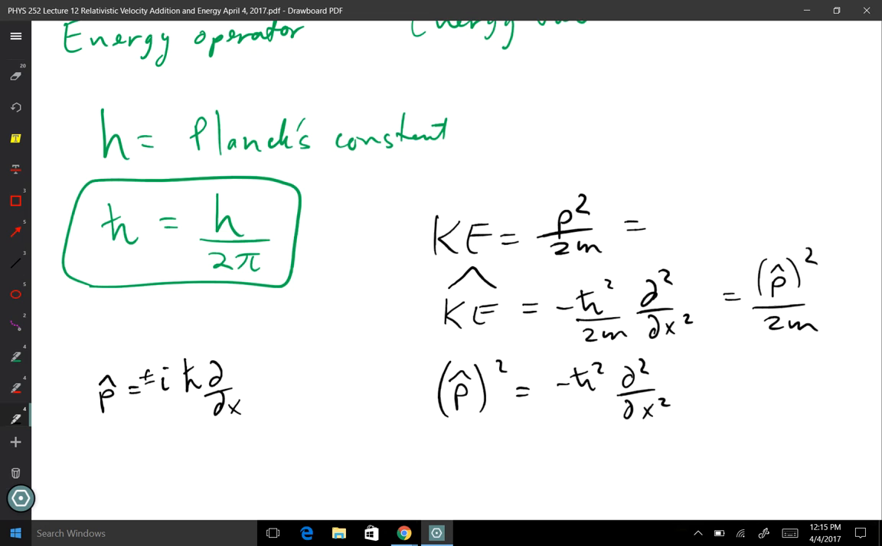Then the last term, you can't see now because I scrolled for Brady, is plus V psi. V is your potential energy function. So that is your Schrodinger equation. That's the equation that we use to find the wave function psi. So we take that equation, we solve it, and we find what psi is.